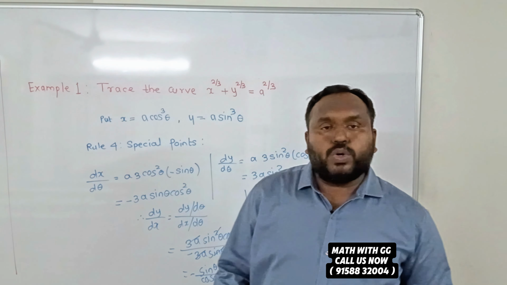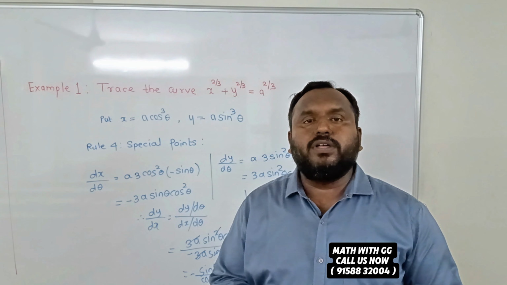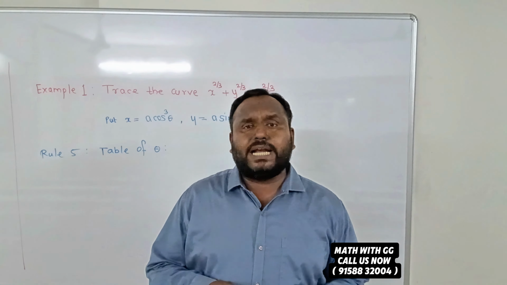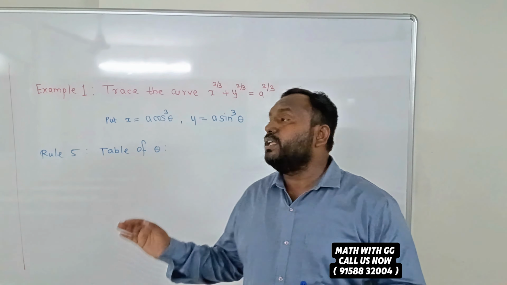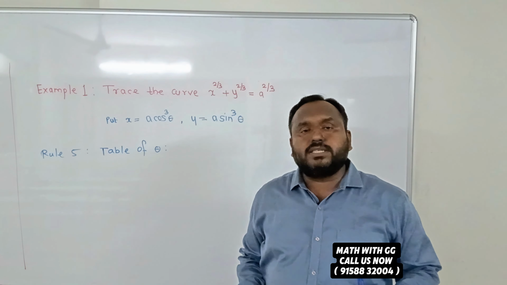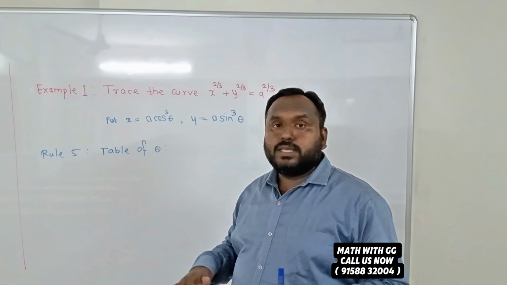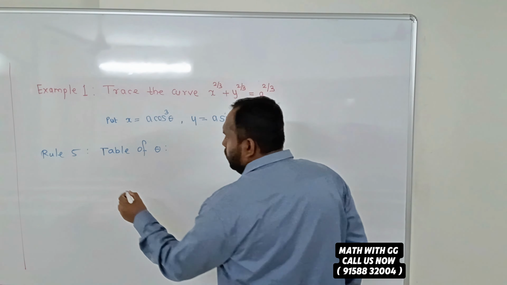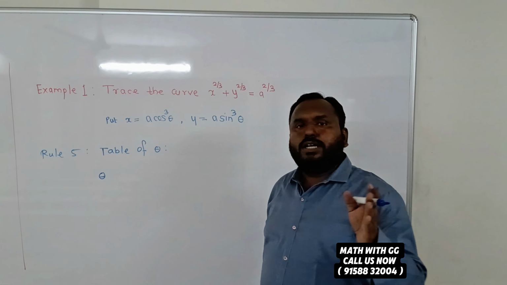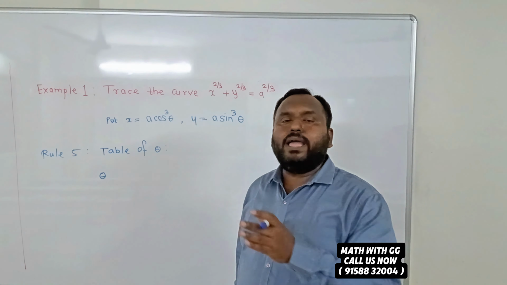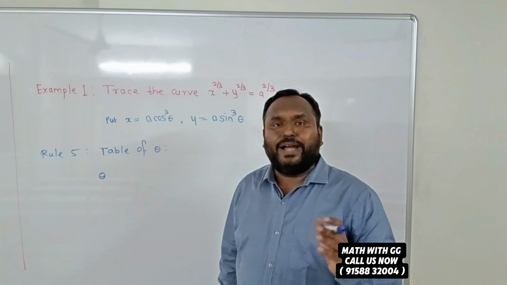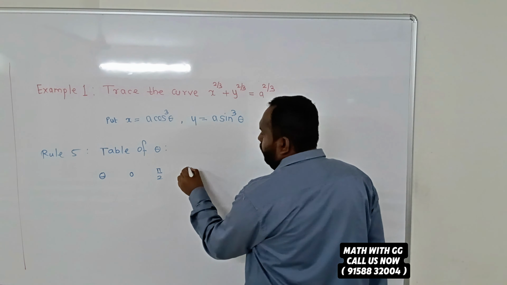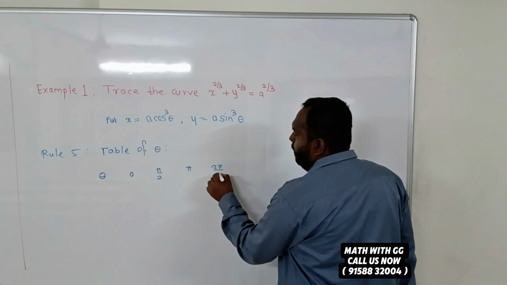Now, last rule, rule number 5, table of theta. In rule number 5, we will study for different values of theta what the values of x and y are. This will give us the nature of the curve as well as where the curve cuts the coordinate axes. So, we will take the values of theta between 0 to 2 pi with a difference of 90 degrees or pi by 2. So, let's start. Theta: 0, pi by 2, pi, 3 pi by 2 and 2 pi.